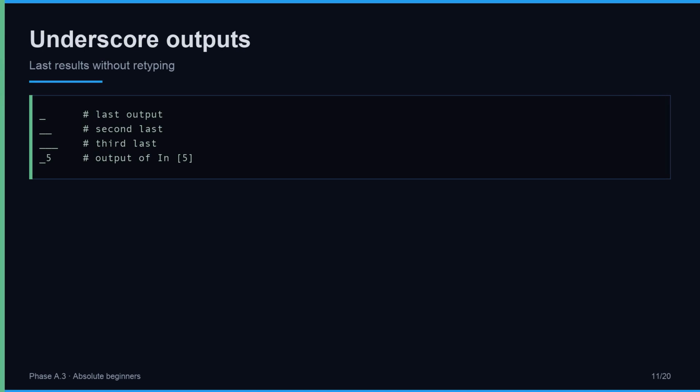A single underscore is the last output. 2 underscores is the second last. 3 is the third last. Underscore 5 means the output from input line 5.